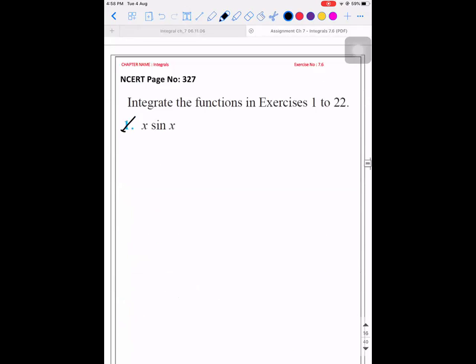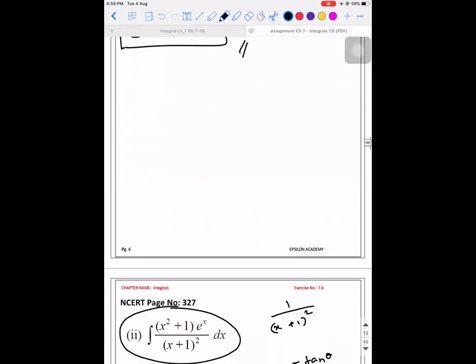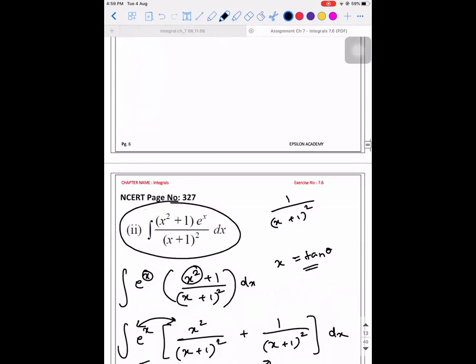Next class, I will complete this exercise and start 7.7 also. I think 7.7 is eliminated. It's deleted for this year. So 7.8 I will start. That is definite integrals. Okay.